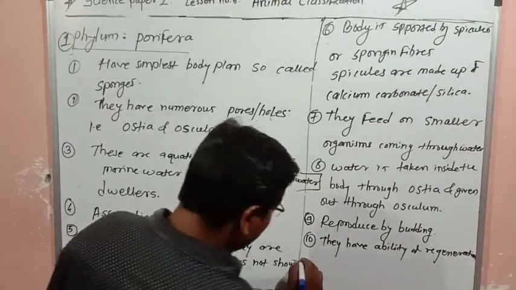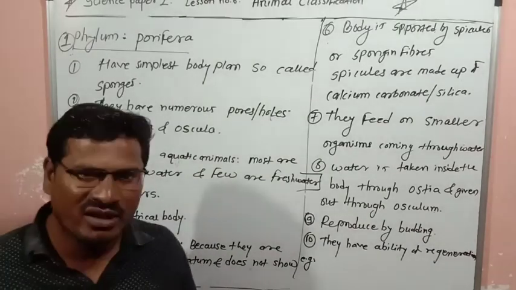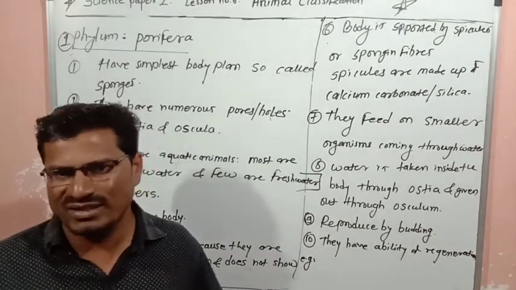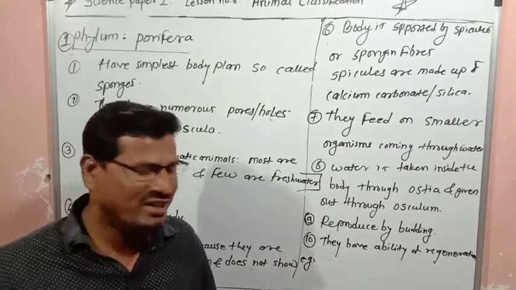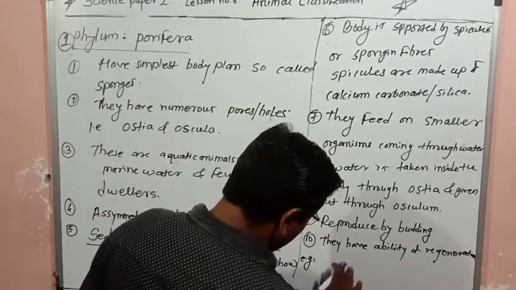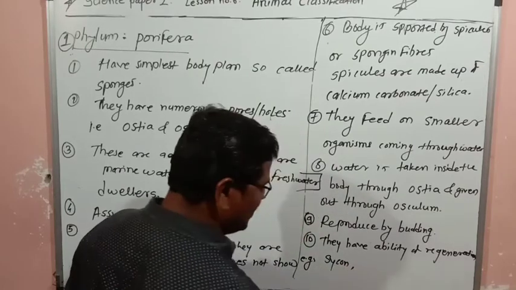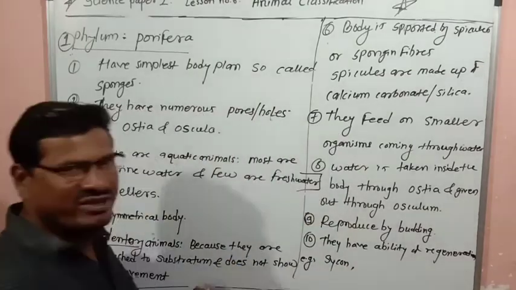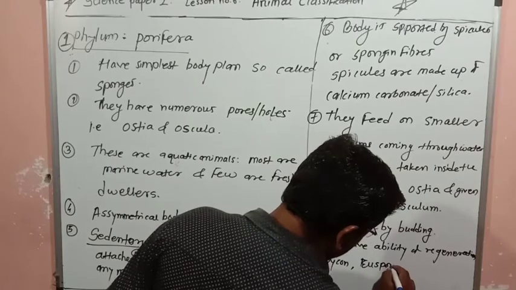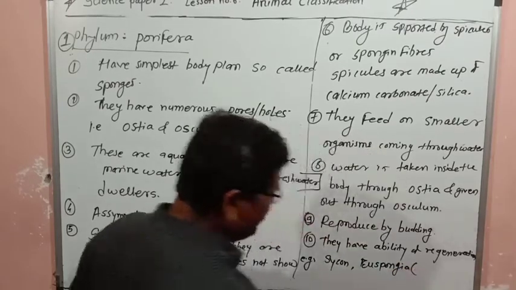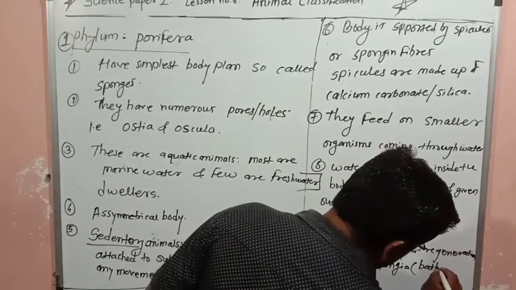And examples are there. Which examples are we going to take? Cyclone, Euspongia, which is also called bath sponge, then Hylonema and Euplectella. So first you can take the example Cyclone, then Spongilla or Euspongia, also called bath sponge.